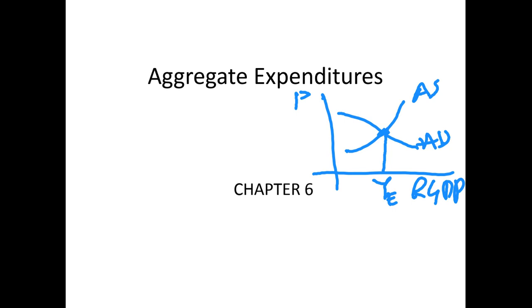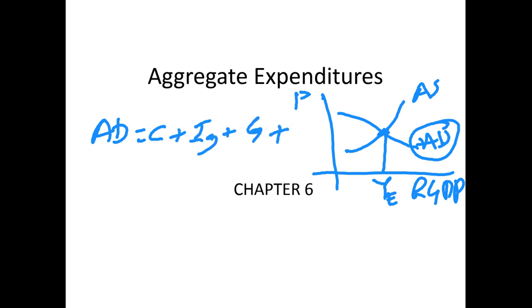You know that aggregate demand is consumption expenditures plus gross investment expenditures plus government expenditure plus net exports, XN. And by net exports, XN, I mean exports minus imports. Okay, so this is net exports.